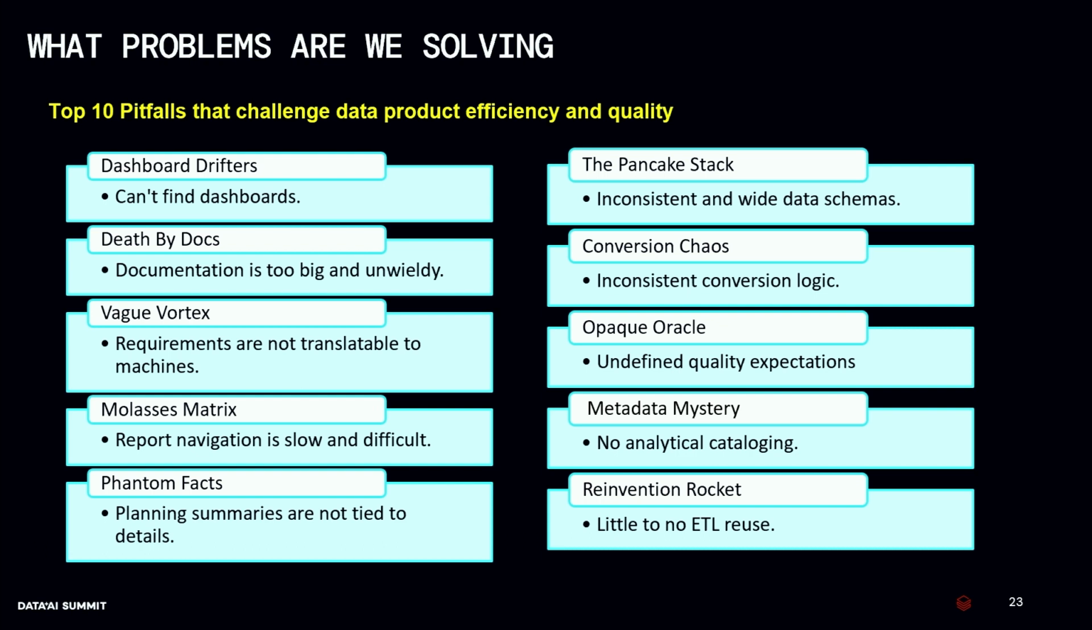We have the conversion chaos problem, where there are no consistent universal adapters to convert data. We went over the opaque oracle, where we don't have defined quality expectations and we don't necessarily have synthetic data, or if we have it, we're not sharing it with everybody like you. And we have the metadata mystery problem, where we don't catalog our analytical products at the metric and dimension level. And we have the reinvention rocket, where we do the same idea steps over and over like the idea is new, and it's really a lot of the same things that can be used.